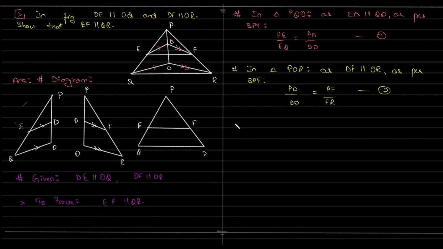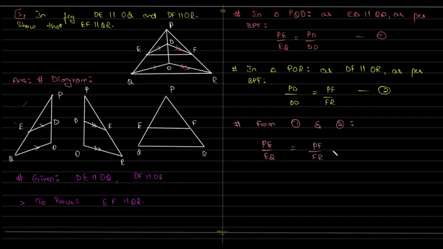Now, the next step is the conclusion. So from 1 and 2, what can you conclude? It's time to pause and think. So as PE by EQ is equal to PD by DO, and PD by DO is also equal to PF by FR, we can conclude that PE by EQ is equal to PF by FR. So that's all. We'll write that PE by EQ is equal to PF by FR.